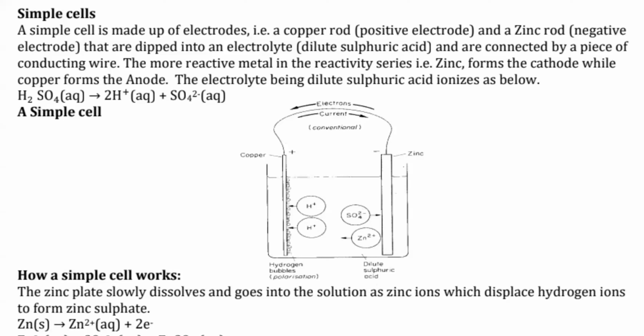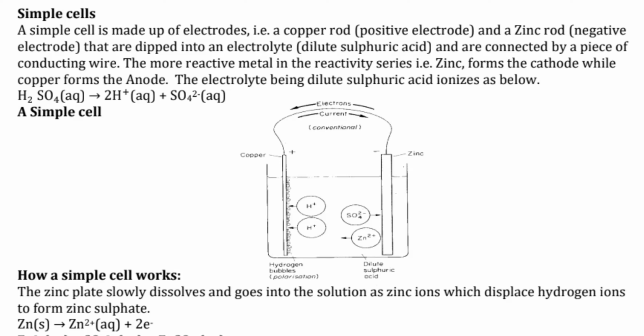So a simple cell can also be got from fruits, but it can also be made, as they're telling us in our notes, that we get electrodes and we dip them in an electrolyte, and then we connect a piece of wire between the two, because one is our positive and the other is our negative electrode. How do I say this is positive, this is negative? They have given us a reason here.